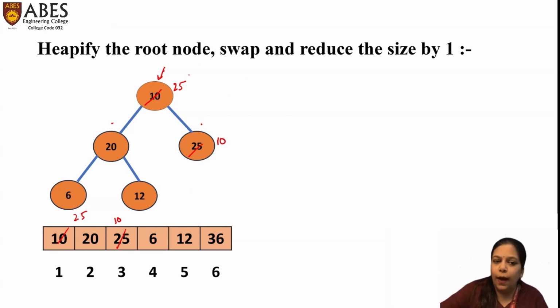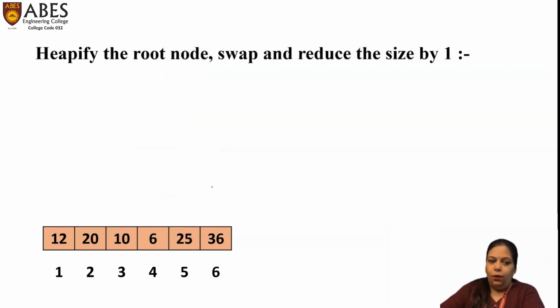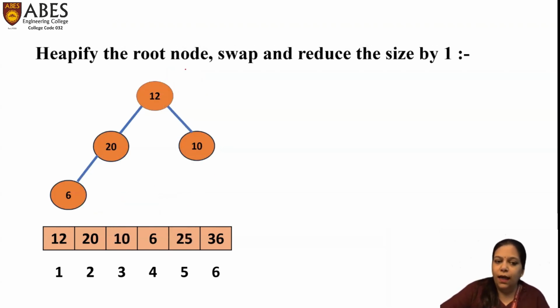And again, we have to swap the root node with the last node. That means this will become 12 and this will become 25. The first element will become 12 and the last element will become 25. And you can see that now 25 has also reached its appropriate position. Then we have to reduce the size of the heap. Now this is the situation. We have already fixed 36 and 25. And now again, we have to heapify at 12.